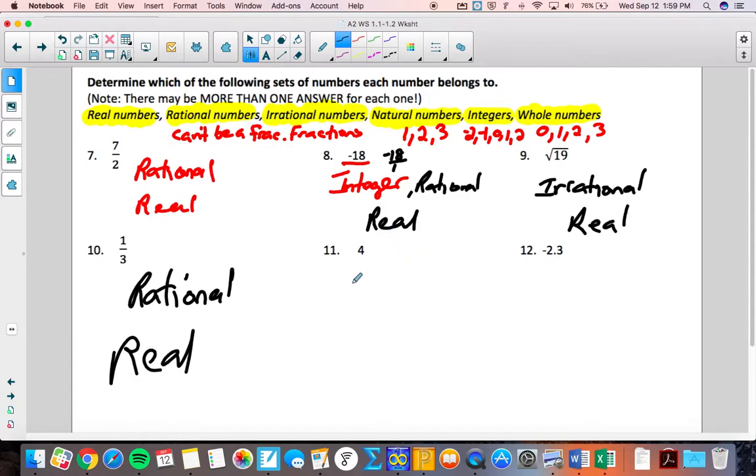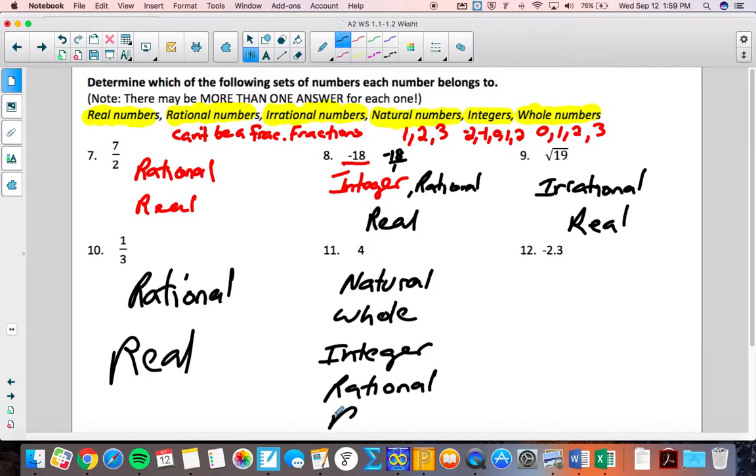4. My kid does count to 4 when she's counting, so it's a natural number. It's also a whole number. It's also an integer. It's also rational because you can write it as 4/1 and it's equivalent, and it's also real. Negative 2.3, that can be written as negative 23 divided by 10. That's equivalent to negative 2.3. So it is rational and it's real.